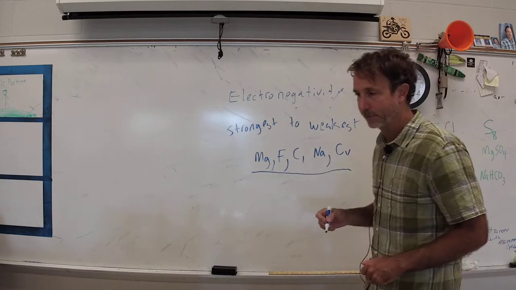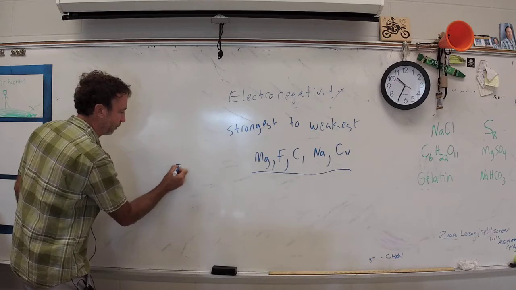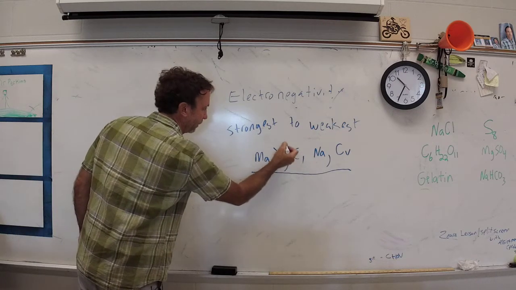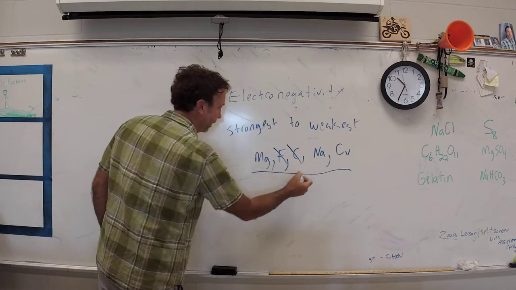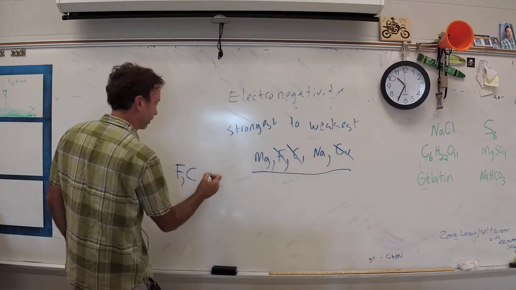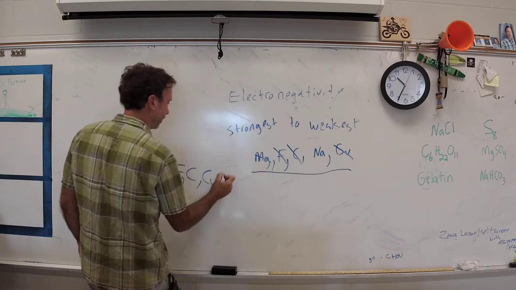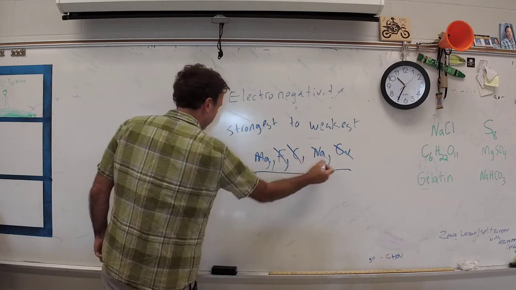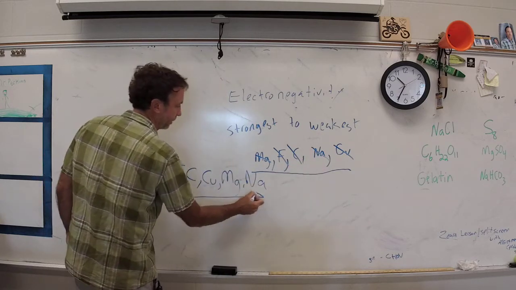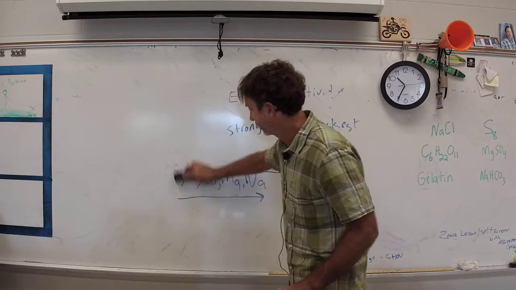Great. Now here's the answer. I'll put it over here. The most electronegative would be fluorine. And then carbon is the next one closest to it. And then copper is the next one closer to it. And then magnesium is further to the right, and then sodium. So there is the order you should have put it in. Okay? I have one last question.